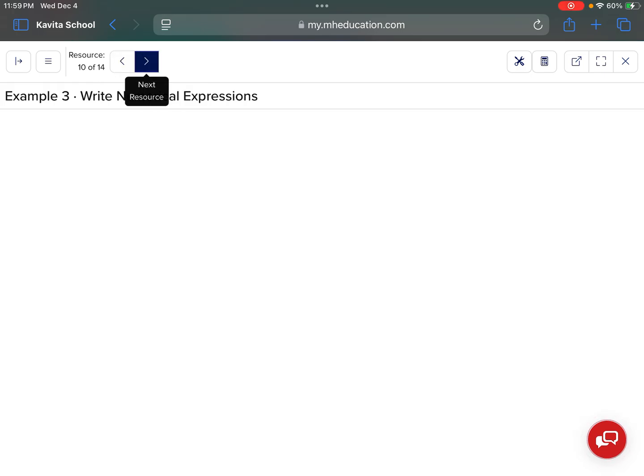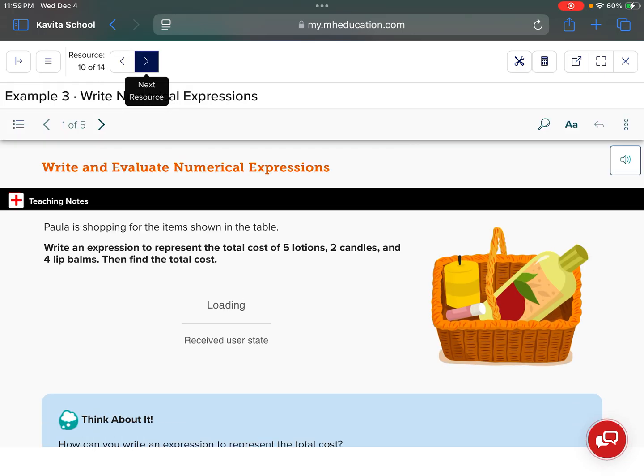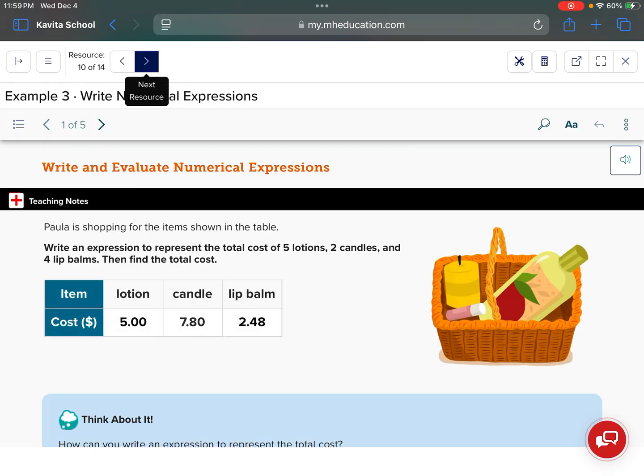All right, so that was writing a numerical expression. So next, in example 3, we're going to look at writing and evaluating numerical expressions. So let's look at the question we have here. Paula is shopping for items shown in the table. We have to write an expression to represent the total cost for 5 lotions, 2 candles, and 4 lip balms, and then find the total cost.